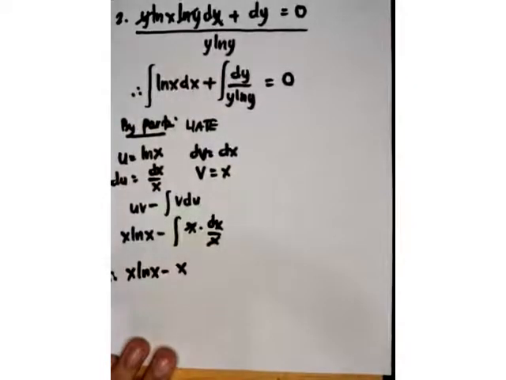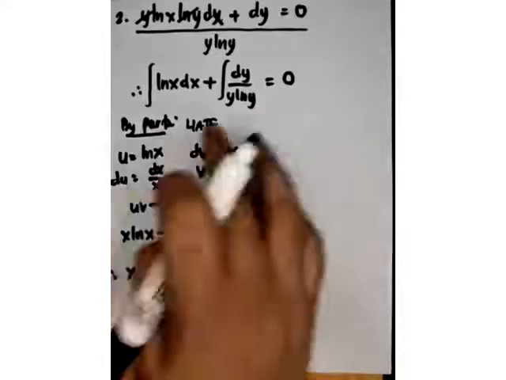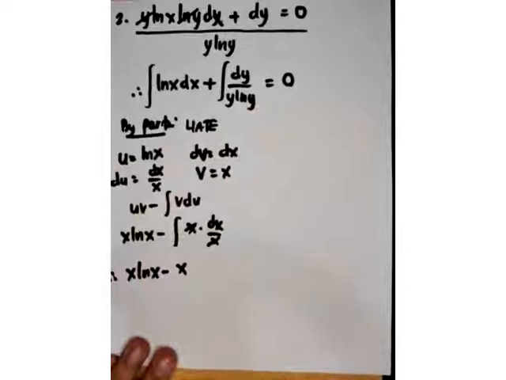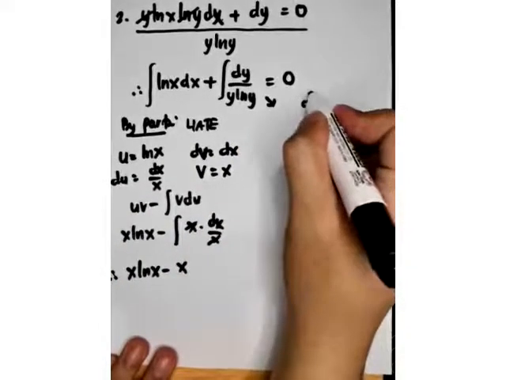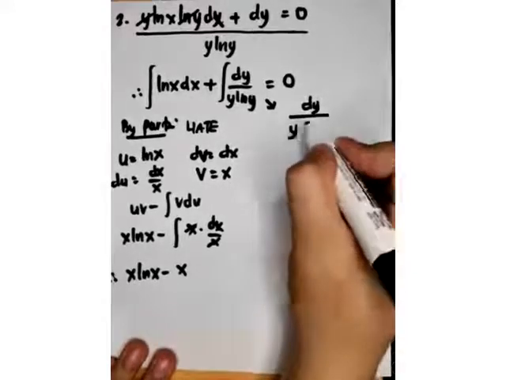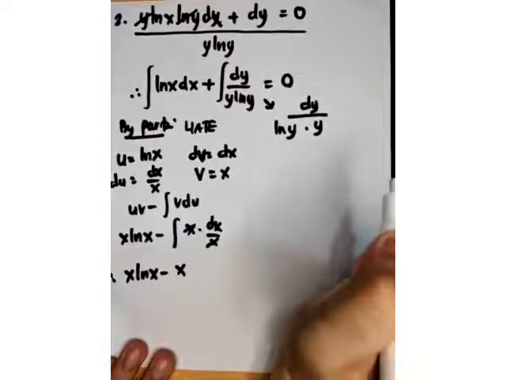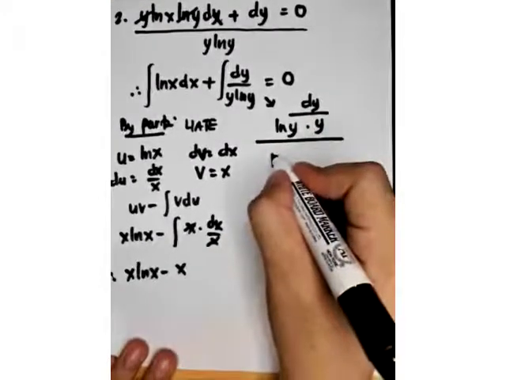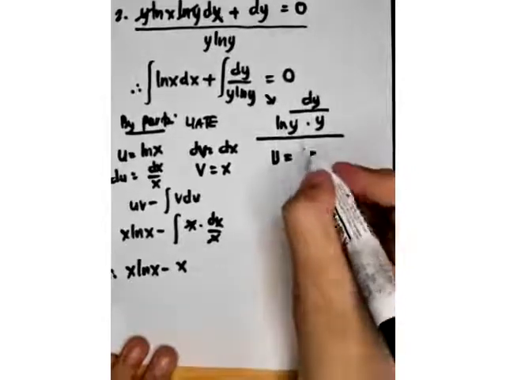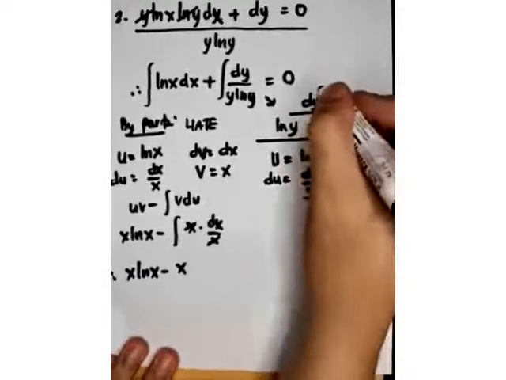Okay, how about the second part? Okay, how will we integrate this? Okay, class. Sige, para madali rin tayo. So, ang naisip ko ay paghihiwalayin ko yung dy over ln of y times y. Okay? So, since may denominator, ang naisip ko ay ln. Kung ln yan, ano ang u sabi? U is ln of y. Ano yung du? So, du is dy over y, which is this one.